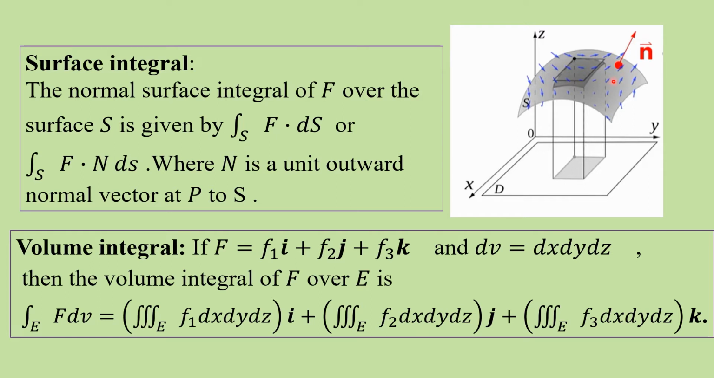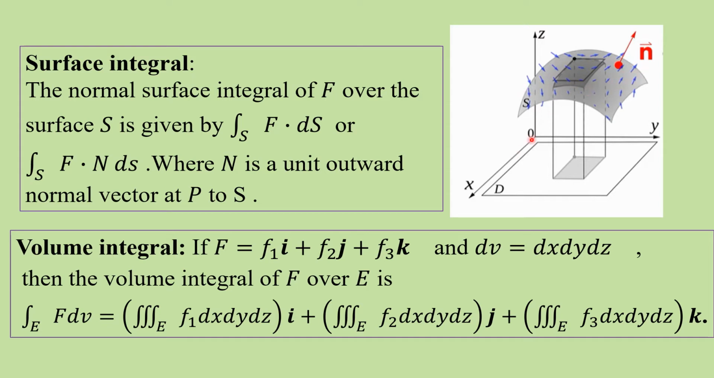How I can get the unit outward normal vector to the surface is, all of you know that if the equation of the surface is given, then the gradient of that surface is nothing but the vector normal to the surface. So the unit normal vector is the gradient of that surface divided by the magnitude of the gradient. Suppose the equation of the surface is f of x comma y comma z, then the unit vector normal to the surface is del f by magnitude of del f.